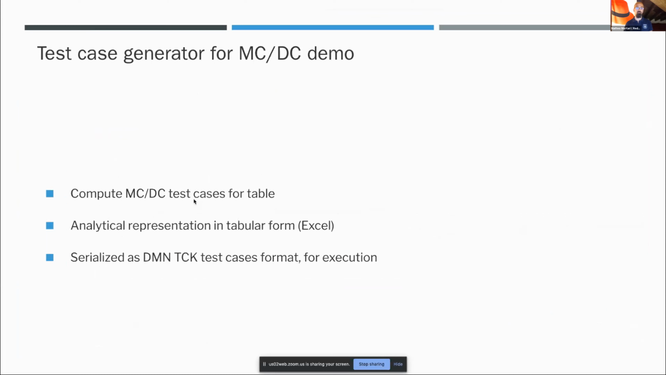And we can move now to the MCDC test case generator. As Bruce has mentioned, this is completely automated. It's not integrated in our editor because we are still experimenting with some of the features here, but we provide an analytical representation in Excel form, similar to what Bruce has mentioned, as shown in the slide, but also we serialize it as a DMN TCK test case format. This allows us to interchange these test values, but also allows us to use this TCK produced format automatically in order to execute it and to automatically run the test.